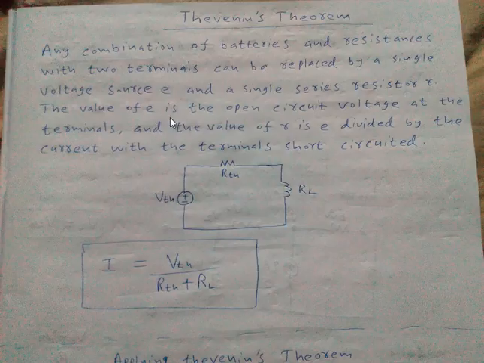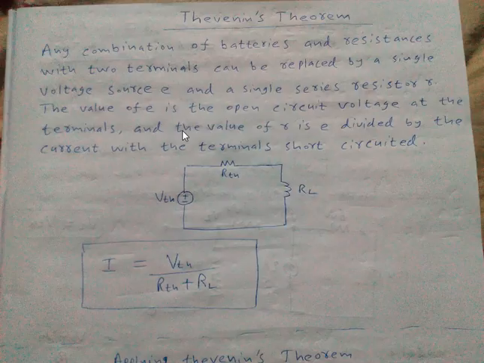Okay. So here, what Thevenin says is any combination of batteries and resistances with two terminals can be replaced by a voltage source and a single series resistor. That means he says that any combination should have two terminals. Terminals are nothing but the points where the circuit ends. Here, it starts from positive and it ends in negative. So the circuit should have two terminals.